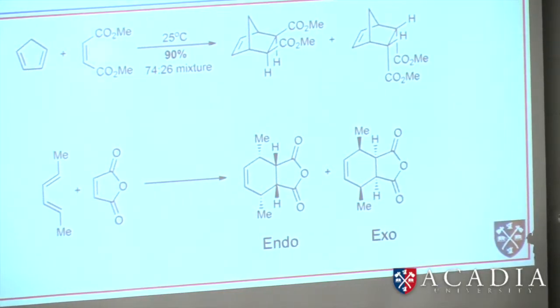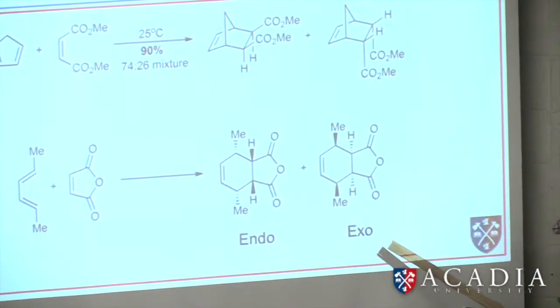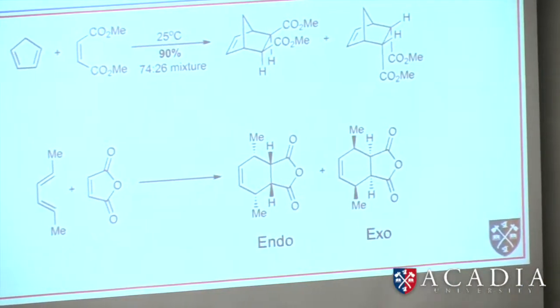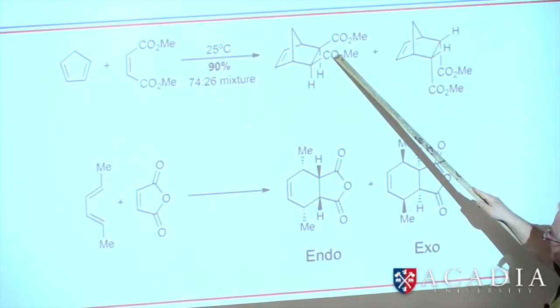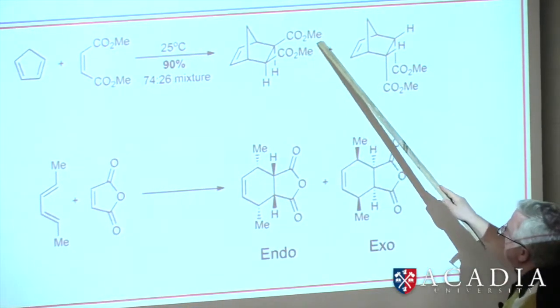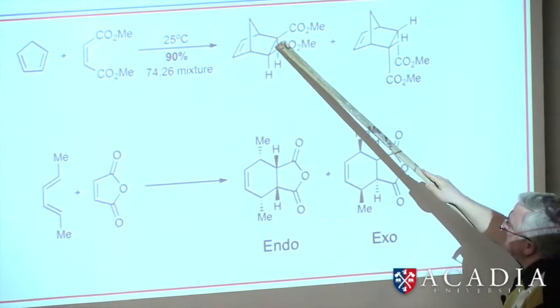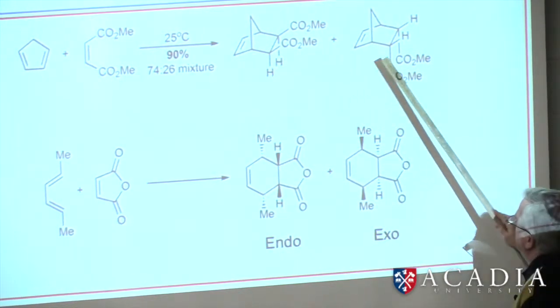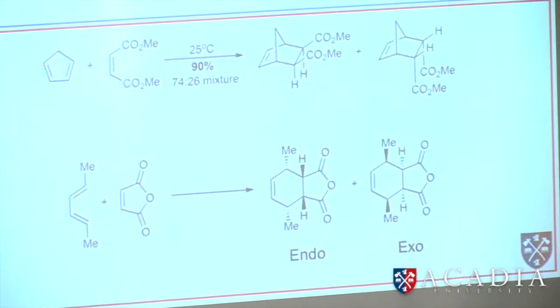Okay, so we can have two modes of addition, endo and exo. Here we have an exo, I'm sorry, that's only applying to these. This is an exo addition, and we're saying that the component that was on the diene is above the plane, and this is an endo addition. Let's take a look at that in terms of transition states.